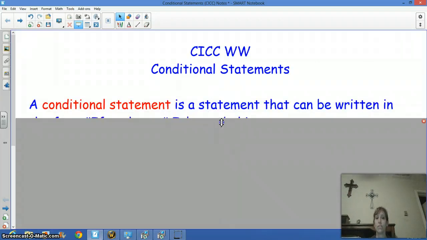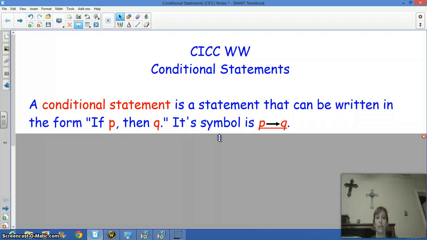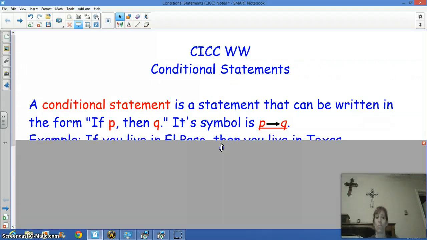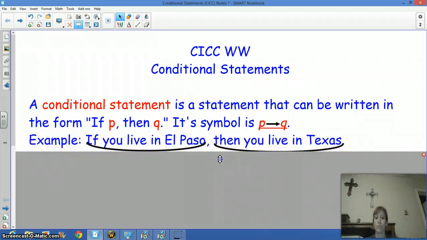Alright, a conditional statement is a statement that can be written in the form if P then Q. Its symbol is P and then an arrow and then a Q. So that means the symbol itself means P then Q. Okay, so I know that's a little confusing. So let's talk about that. An example: if you live in El Paso, then you live in Texas.